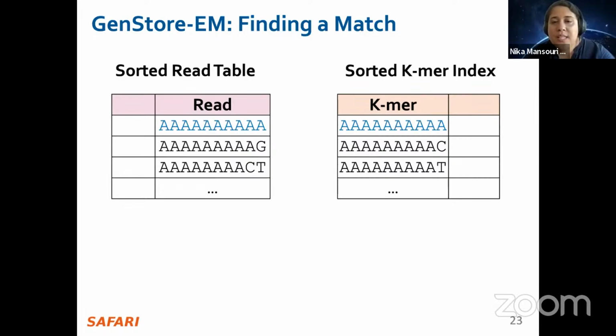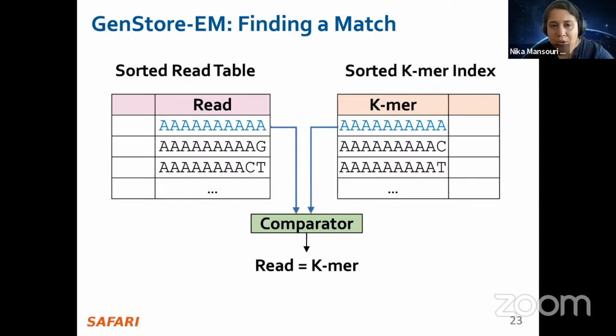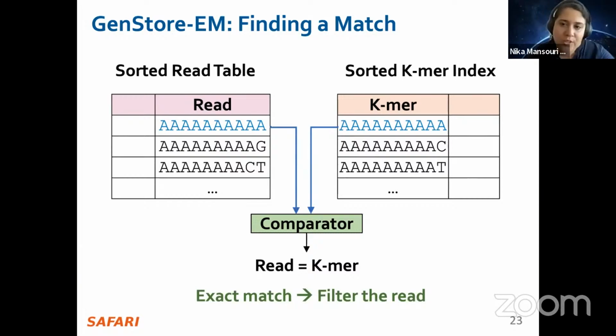So we sequentially scan through these data structures in three different ways based on the comparison result of the current read and k-mer. First, when the current read and k-mer are identical, we record the read as an exactly matching read that can be filtered from further read mapping process. And then we move to the next element in both arrays.